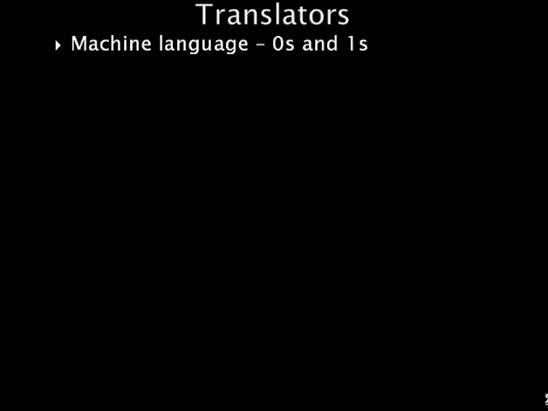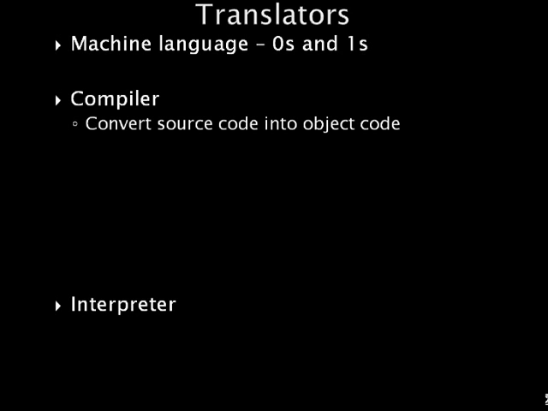But, having done so, we need to convert these instructions to zeros and ones, and this is where the translators come into play. Basically, this translation is performed by either a compiler or an interpreter. A compiler takes a whole program, that is, the source code written in a high-level language, and converts it into an object code, which is basically machine code.